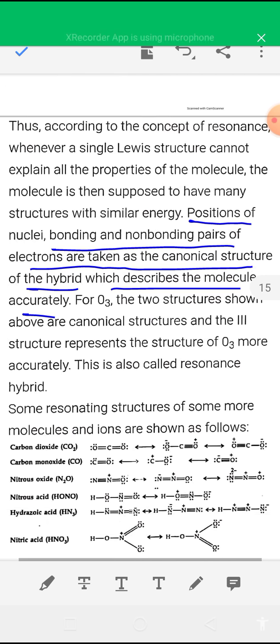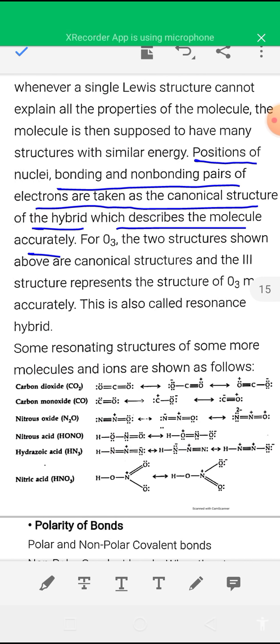And the total number of covalent bonds will be equal. The total number of electrons in all the structures must be equal. These are some conditions for the formation of resonance.